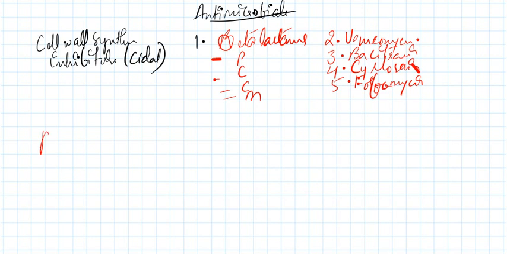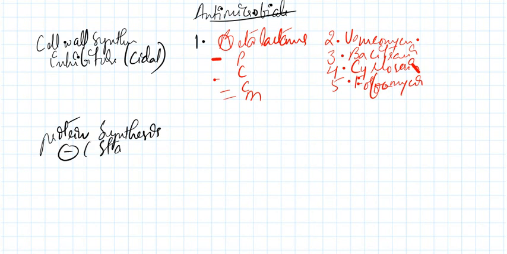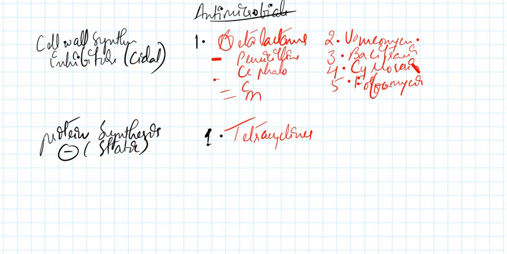Now, which classes of drugs are protein synthesis inhibitors, which are also called bacteriostatic? Number one is tetracyclines. Guys, remember this classification very well because you will get a potential MCQ from this. I'll write this completely so that you can understand. Carbapenems, monobactams, so these drugs are all bactericidal. Now these drugs which I am writing right now are bacteriostatic.